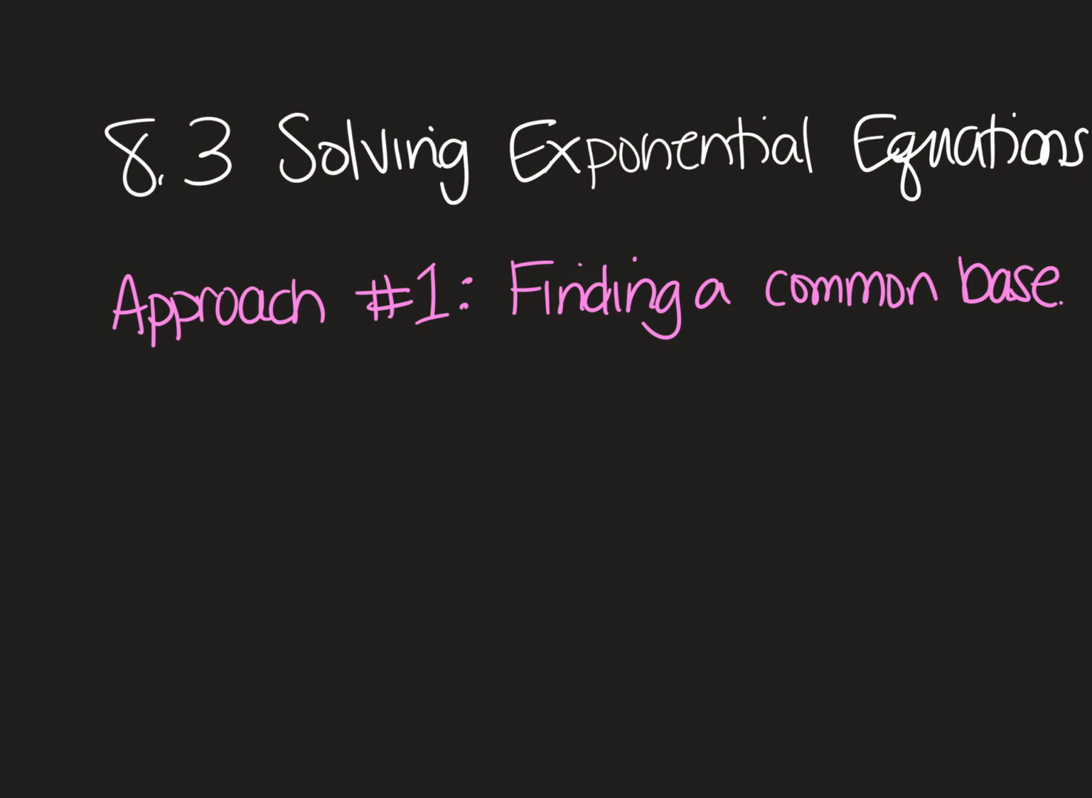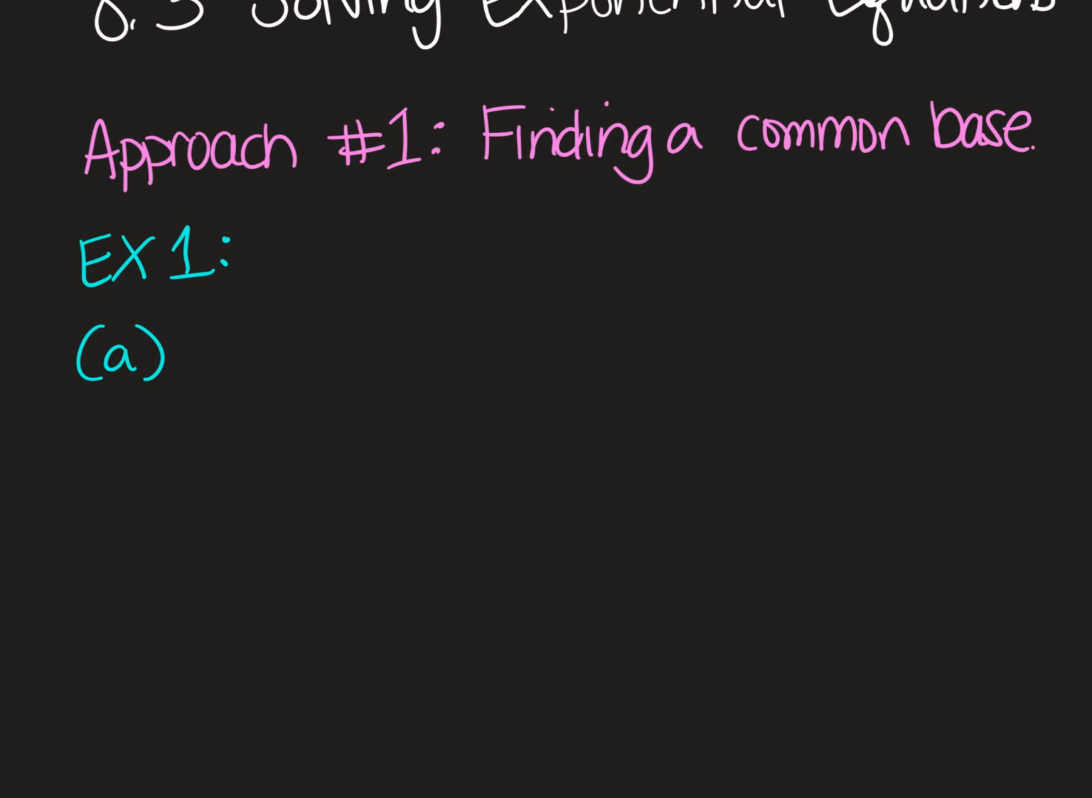And where this comes from is, let's look at an easy example to start here. So if I gave you an equation that looked like this, 2 to the 2x power equals 2 to the 7 power. So what we should notice about that is that we have bases that are the same on both sides of the equation, right? Our 2 is the same base on both sides.